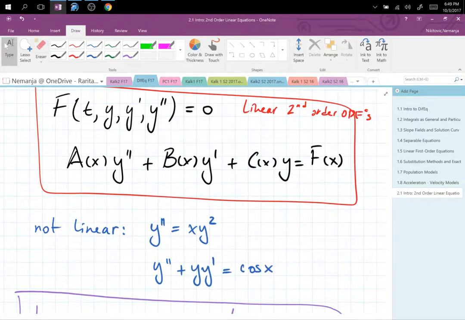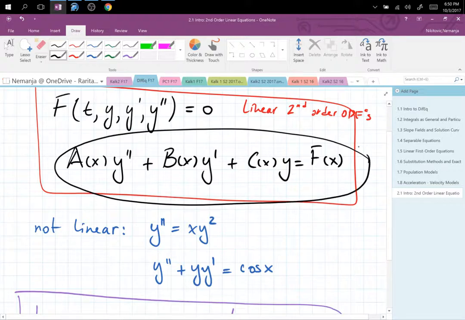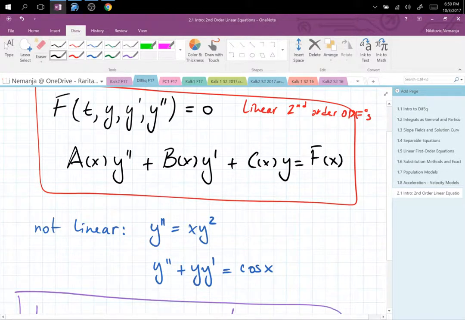So technically the first equation we wrote as a general case of the second order differential equation is a non-homogeneous equation because it has f of x. If that f of x is 0, it becomes a homogeneous equation.